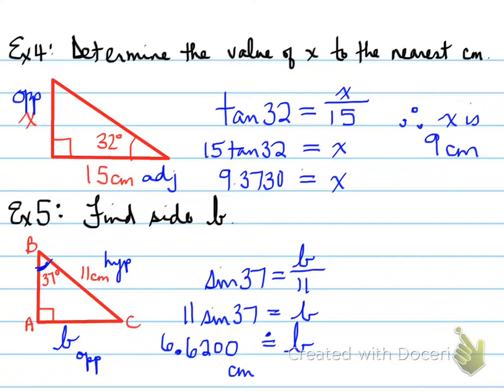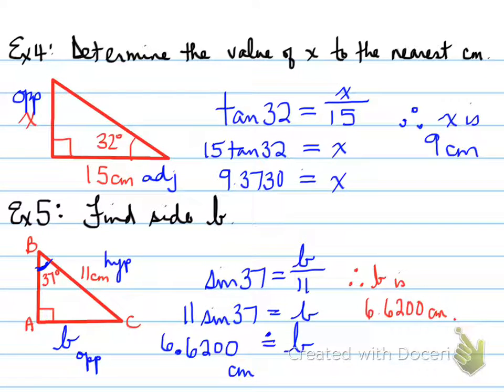Our final statement is going to be, therefore, side B is equal to 6.6200 centimeters. And yes, you need those zeros. So one more time. Therefore, little b is 6.6200 centimeters. And that's the final statement here.